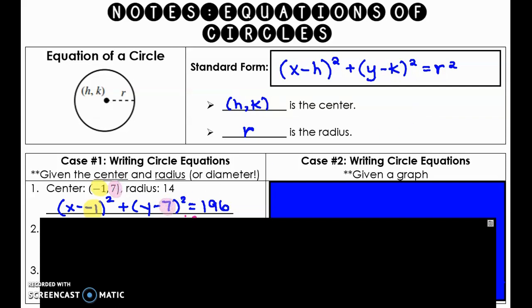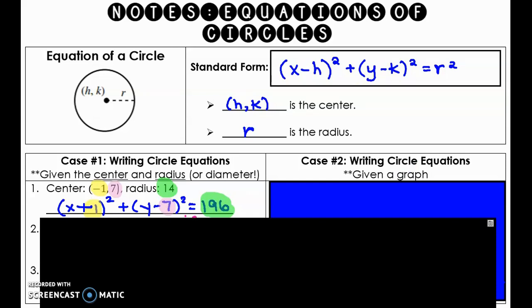Last but not least, my radius will be green. My radius is 14. I plug it in here over on the right side of my equation. Radius squared, which is 14 squared in this case, which is where I got the 196. Last but not least, I want to fix this negative sign over here. It reads x minus a -1, and I want to change that negative to a positive. Clean that up. So my final equation is (x + 1)² + (y - 7)² = 196.